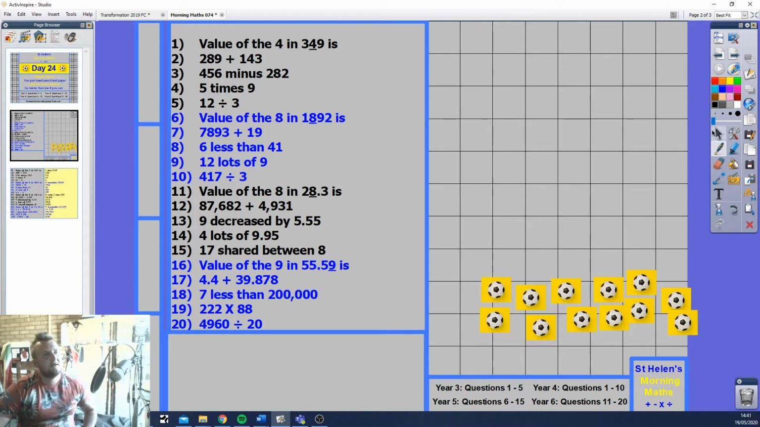222 times 88. I'm still trying to get the pen size right, not too big, but not too small. So, right, that's too thick again, times 88. I'll go with the thin one.